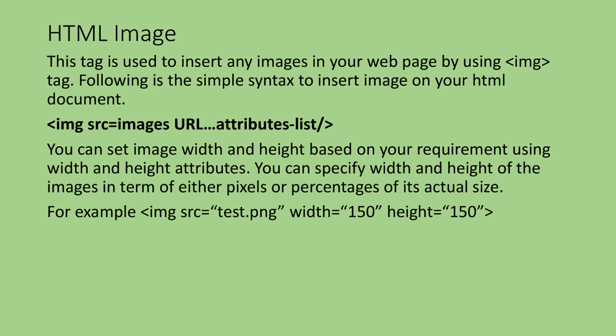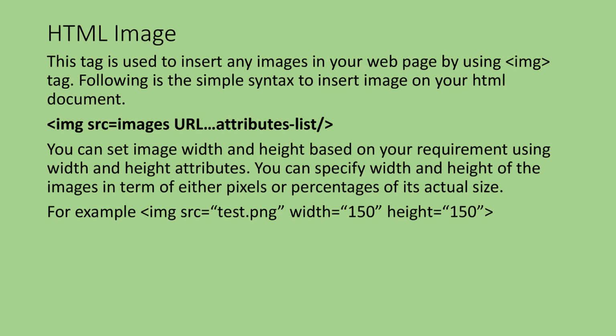You can set the image width and height based on your requirement using the width and height attributes. You can specify the width and height of the images in terms of either pixels or percentages of its actual size. For example, image source equal to test.png, which is the name of the image we are inserting, then width equal to 150, height equal to 150.